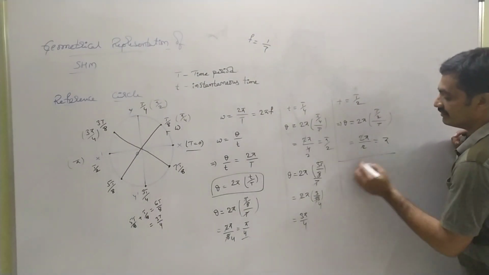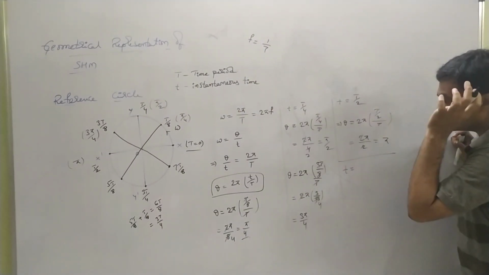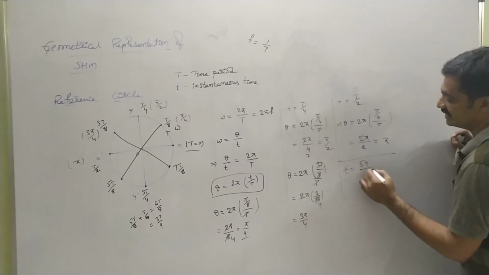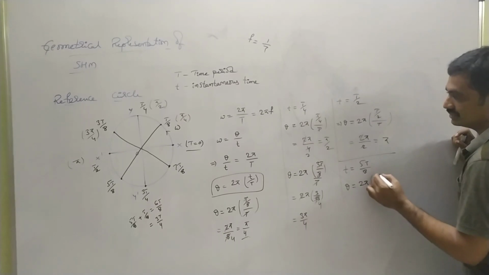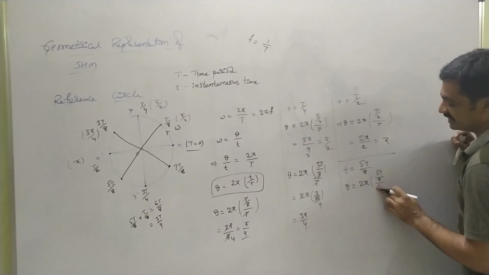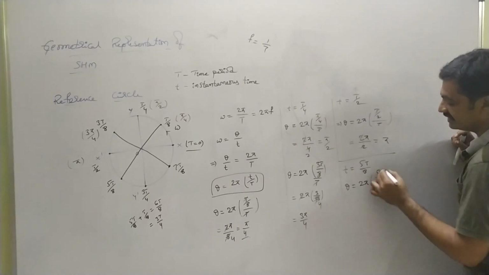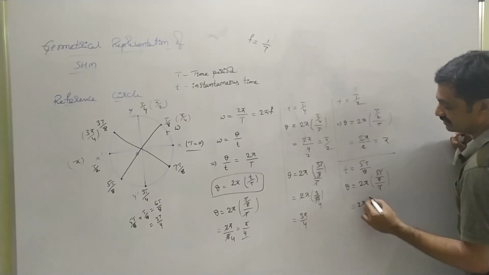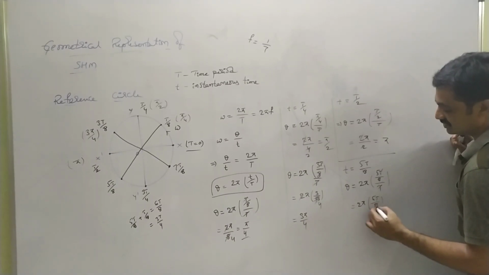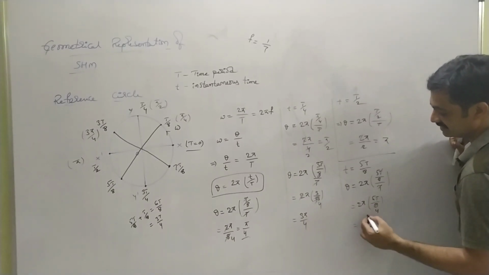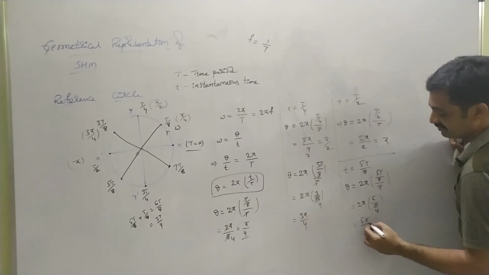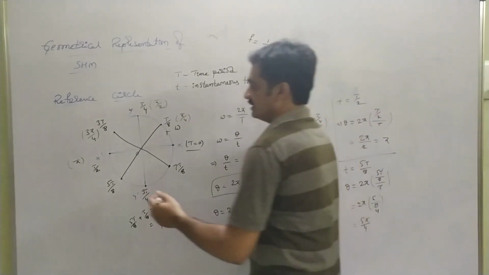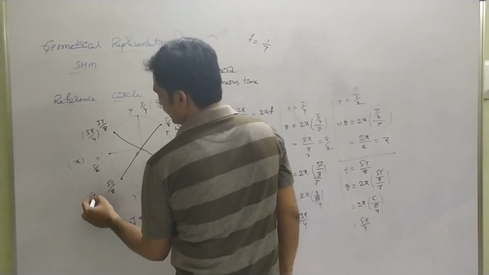In the same way, when we consider instantaneous time as 5T by 8, then the angle can be given as 2 pi into (5T by 8) by T. So T and T get cancelled, and we have 2 pi into 5 by 8. We know that 2 4s are 8, so we have 5 pi by 4. At this position, the angle is 5 pi by 4.